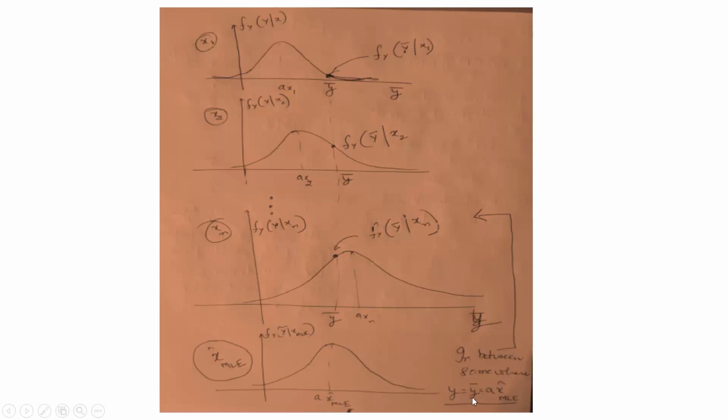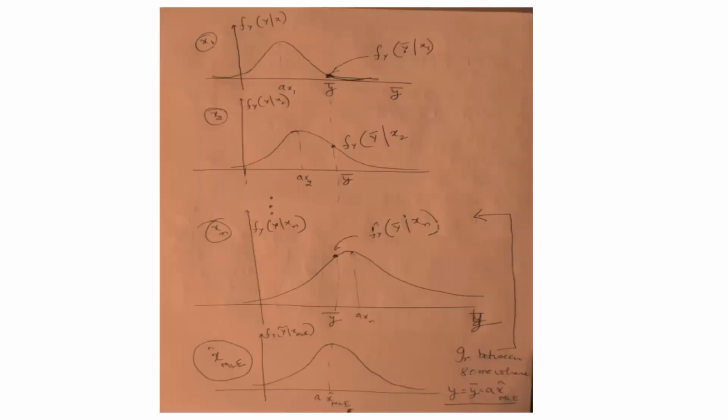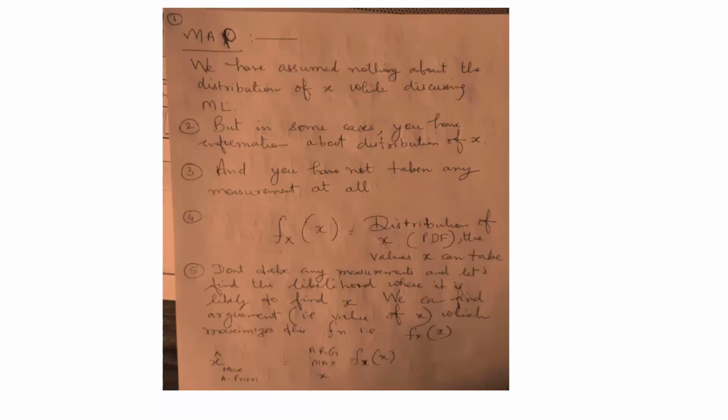At that point, y bar will be equal to a times x hat MLE, right? So this particular value where y bar is actually this value is our estimate. That means our function is maximum. So x hat, we will call this the maximum likelihood estimate, right? For which y bar is equal to a x hat MLE. So this is the procedure of maximum likelihood estimation. Now let us look at what is the maximum a posteriori algorithm.